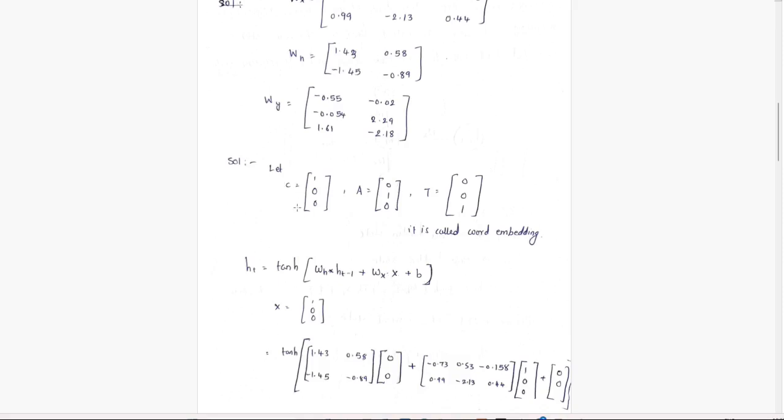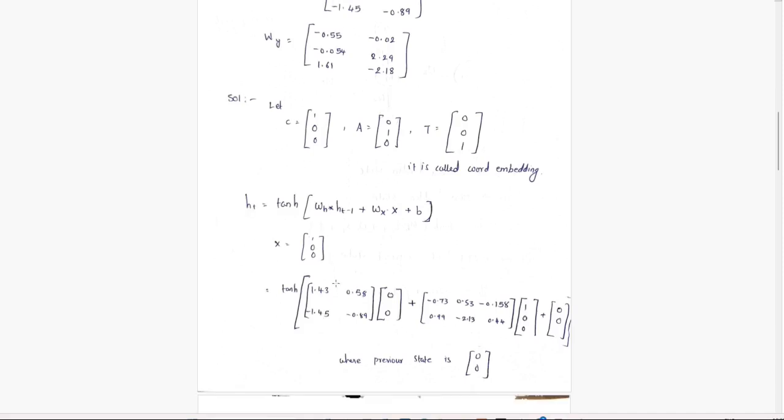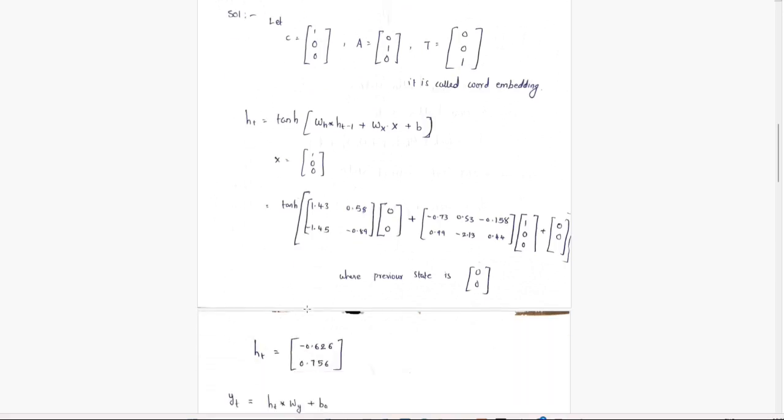If I am giving C, then A has to come. After that, if I am giving A, then T has to come. This is our target by using RNN. So X I have taken as C. After multiplication, substituting all the weights and inputs in the HT, then performing the tanh operation, finally we got minus 0.626, 0.756.